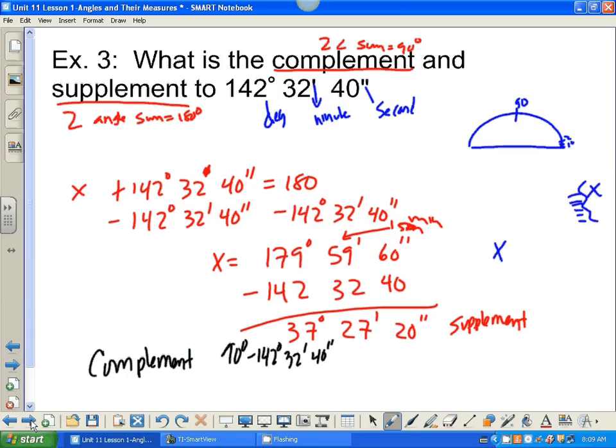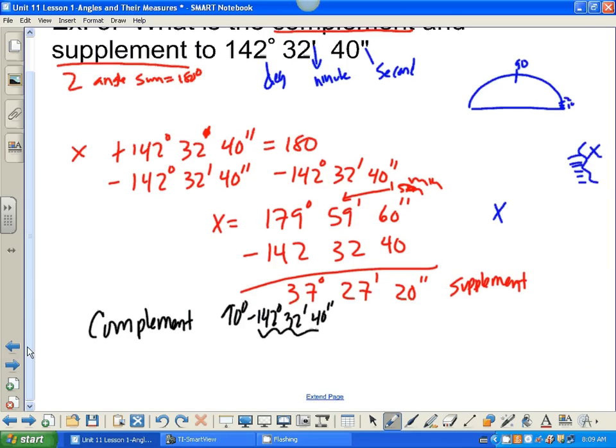But oops, this exceeds 90. And the definition of a complement is two angles, exactly two angles, whose sum equals 90. So 142 degrees, 32 minutes, 40 seconds does not have a complement. There is no complement. Okay?